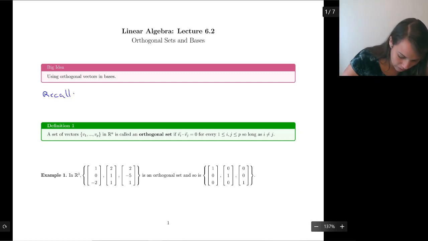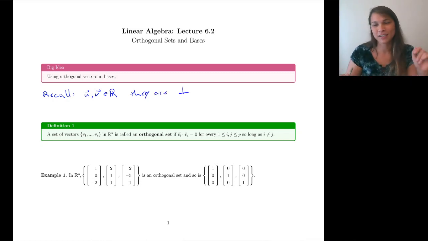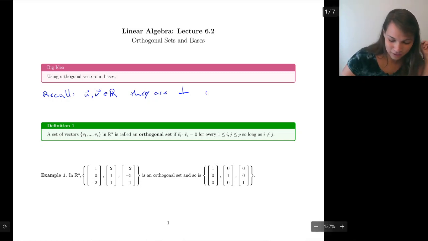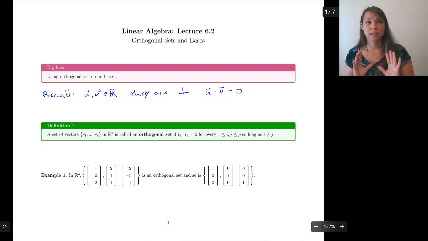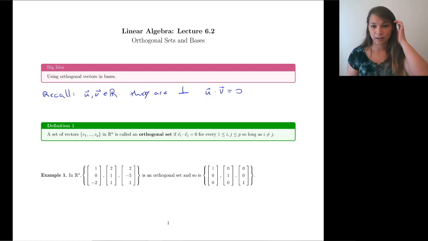So recall from last time, if we have two vectors in Rn, we say that they are perpendicular, or orthogonal, because we are fancy people now, if their dot product is 0. Not the 0 vector, just plain 0, the scalar.